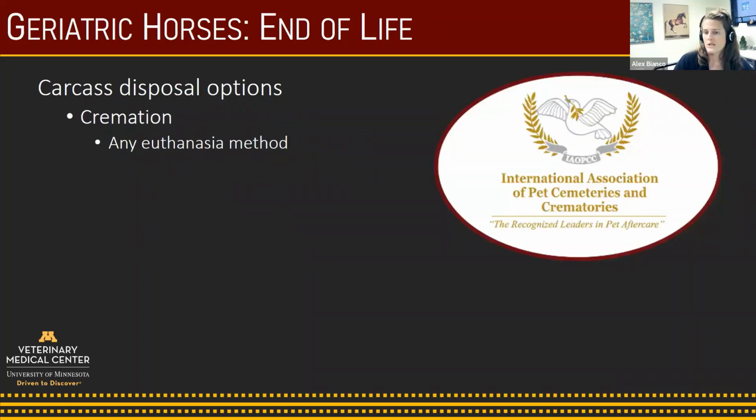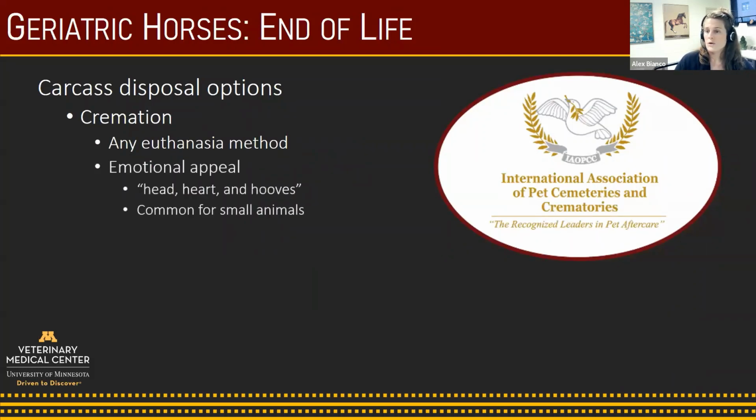Cremation is another option. It can be done after any euthanasia method. It's got emotional appeal. We're comfortable with our pets being cremated. Sometimes here we'll do head, heart, and hooves, so it's kind of the important parts of the animal. It's very common in small animals to have our pets cremated, but it is unrealistic for most horses. It's not available everywhere. Not everyone can do this. And then it's very expensive.